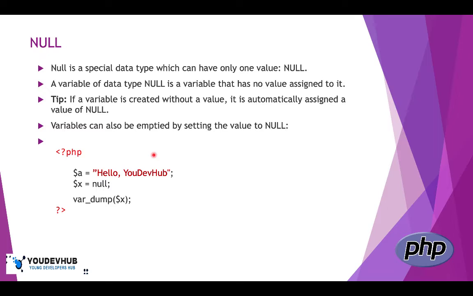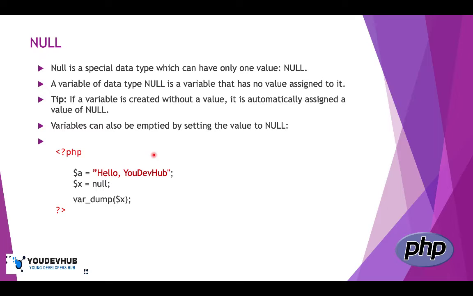Now we have the null. Null is a special data type which can have only one value, null. A variable of data type null is a variable that has no value assigned to it. Note that null and 0 are not the same thing. So if you assign a value of 0, it doesn't mean the value is empty.